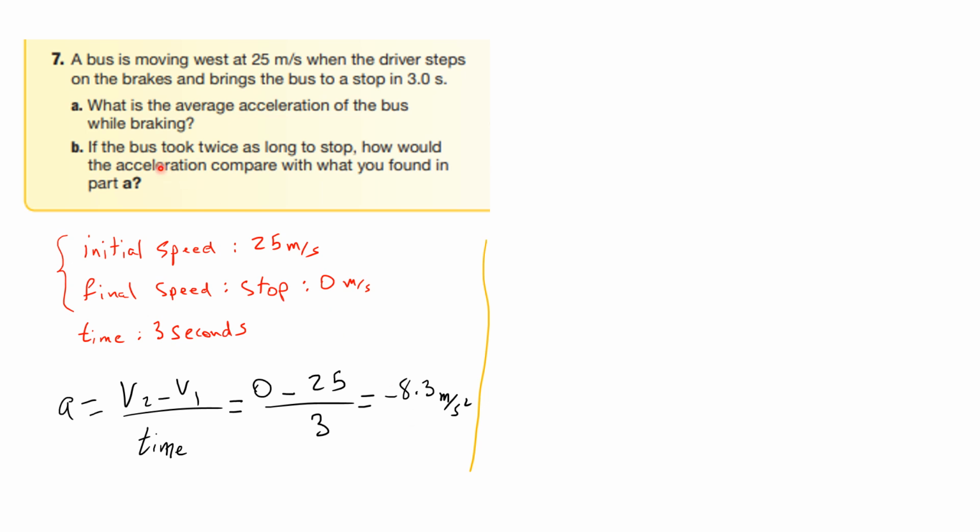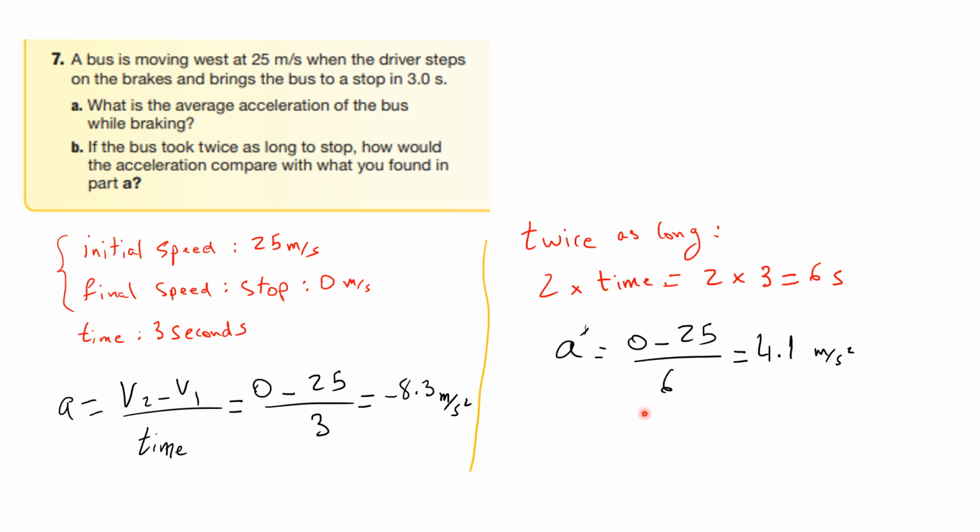We continue: the bus took twice as long. What does took twice as long mean? It means that the time taken is multiplied by 2. So instead of 3 seconds, now we have 6 seconds, 2 multiplied by 3. So the new acceleration, I call it A prime, is V final minus V initial, which never changed, still the same, 25, over the time, which is double this time, which is 6. Here I forgot to put the minus. It's negative 4.1 meters per second squared.